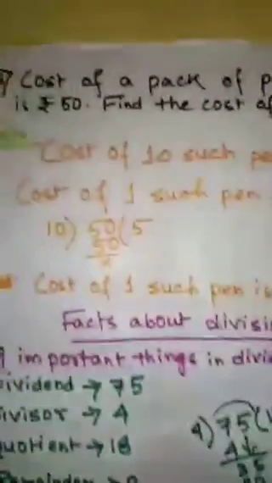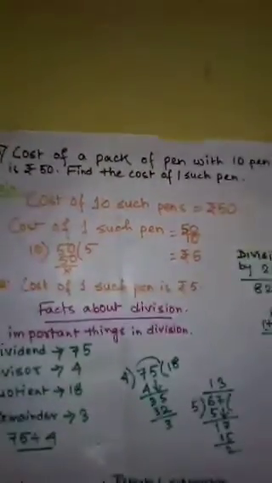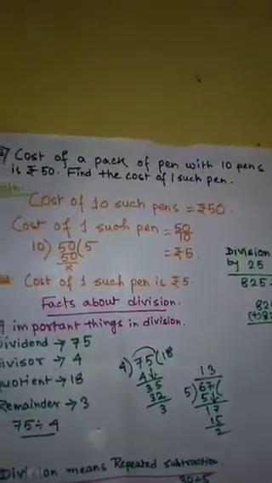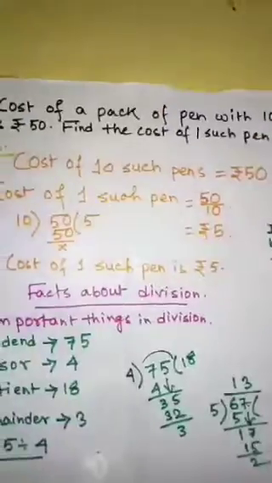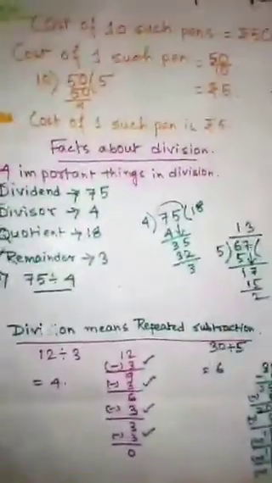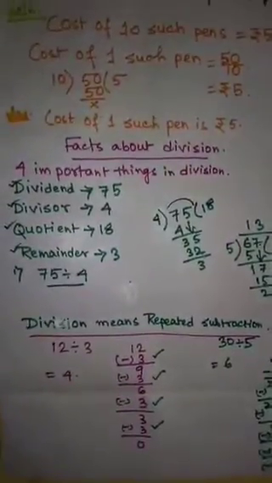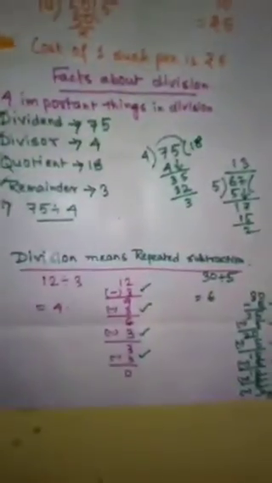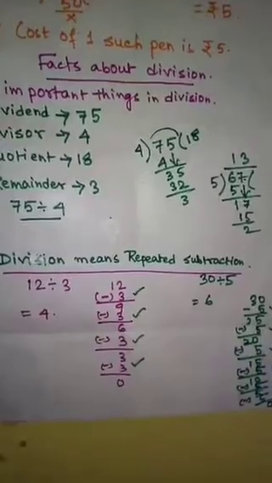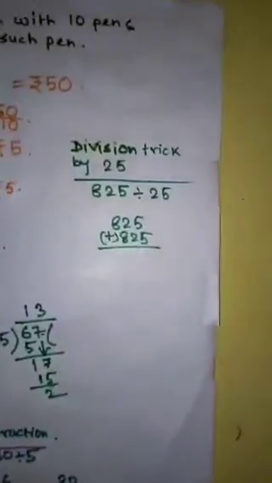Now let us recapitulate once before we start the division trick by 25. In sum number 3, you were asked that the cost of a pack of 10 pens is rupees 50. You have to find the cost of one such pen. You got it as rupees 5. You learned about the 4 important parts of a division: dividend, divisor, quotient, remainder. For 2 sums you have seen it. And you also learned that division stands for repeated subtraction. Now moving on to the division trick.